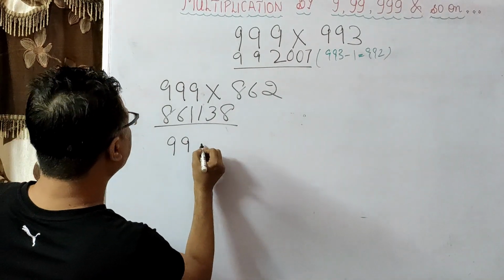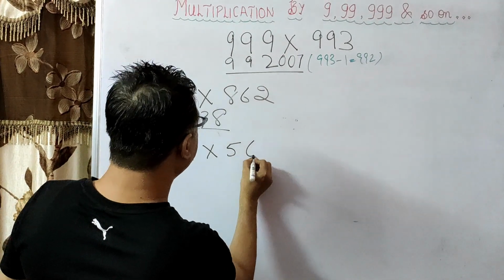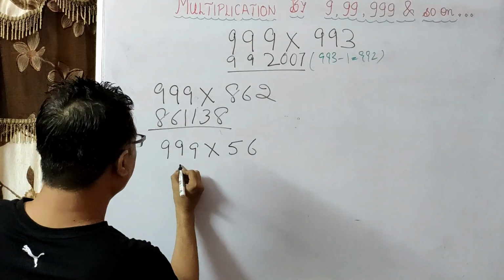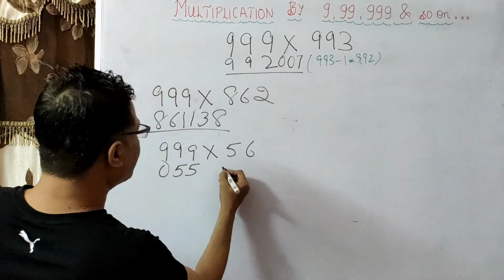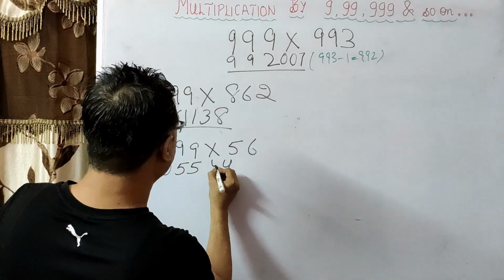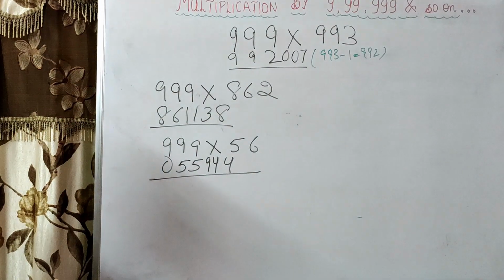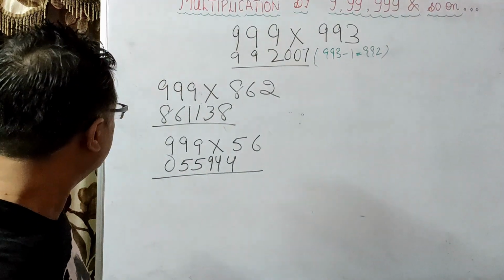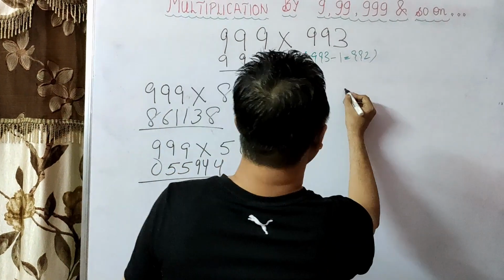Suppose we have to multiply 999 with 56. Then 55. 0 for the ease. 9 minus 5 is 4. 9 minus 5 is 4. 9 minus 0 is 9. This is the answer.